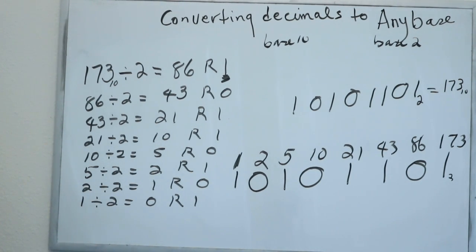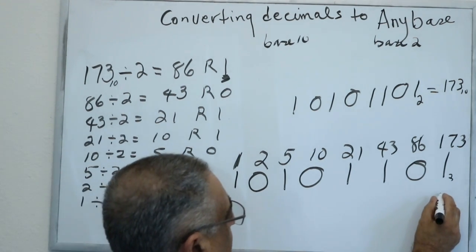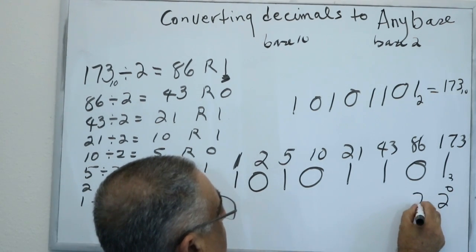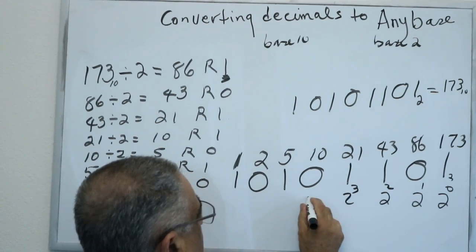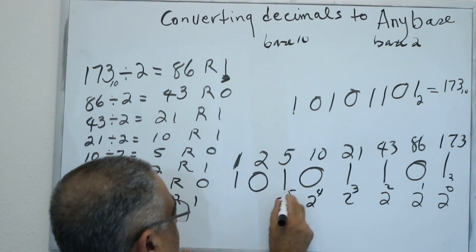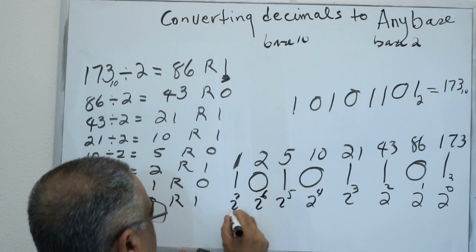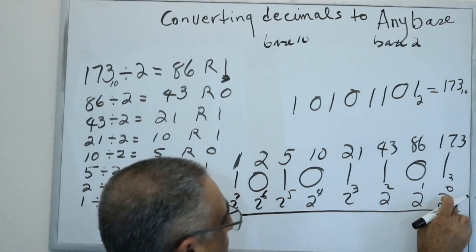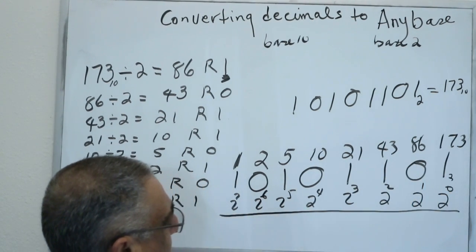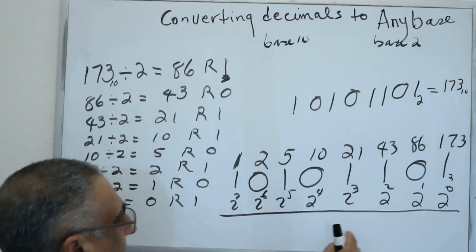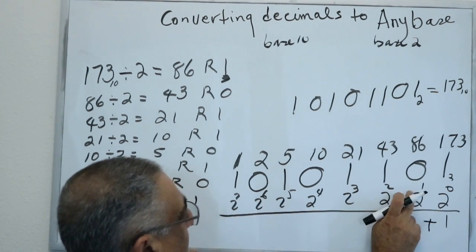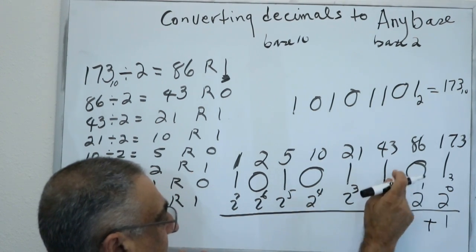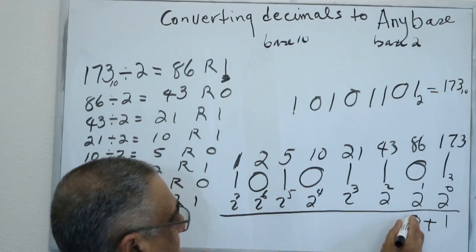So if I look back at this number here, this is 2 to the 0, 2 to the first, 2 to the second, 2 to the third, 2 to the fourth, 2 to the fifth, 2 to the sixth, 2 to the seventh. All I care about are the digits with the 1. 2 to the 0 is 1, so I have 1 unit of 1. 2 to the first is 2, 0 units, so that's with my 0.